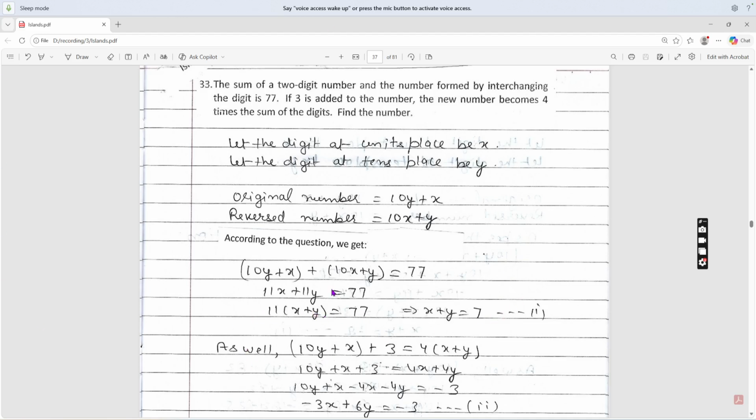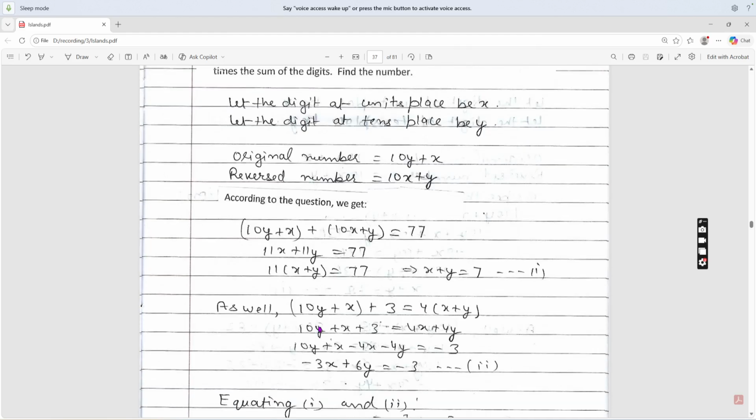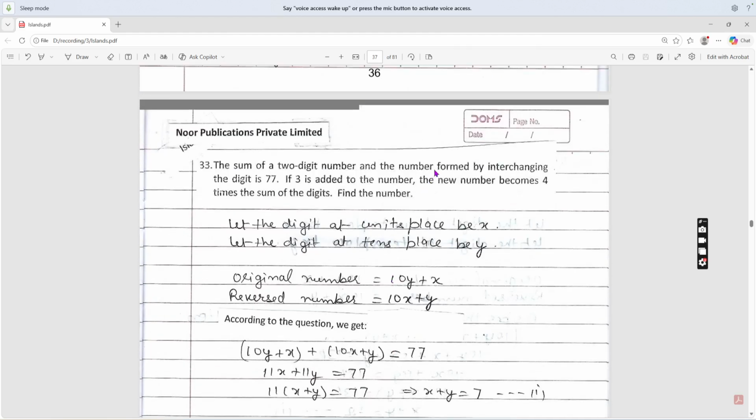As well as, just see the next condition. If 3 is added to the number. Now what is the number here? Original number. Because if nothing is written, it is standing for the original number. So if 3 is added to the number, what is the number? 10y plus x plus 3 as per the condition. Then the new number. Now what is the new number? Be careful. That is the most amazing question in the entire chapter.